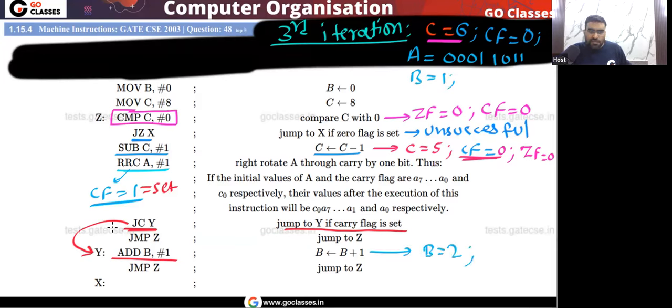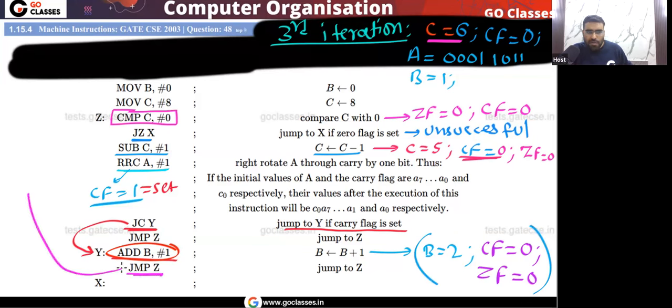This is an addition instruction. Will it affect the flags? Yes. Carry flag, because there is no carry, right? You are doing 1 plus 1. There is no carry, so the carry flag will be 0. And the 0 flag, the result is non-zero, so the 0 flag is also 0. Yes or no? So this is what will happen in this addition instruction. Now the jump will happen. Finally you will again go to Z. Is this clear?